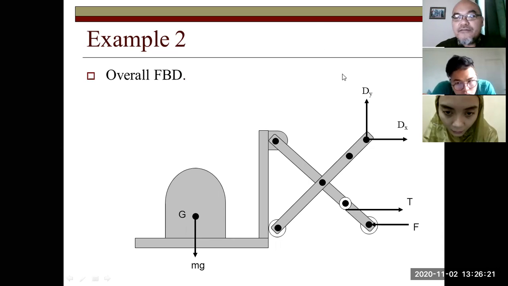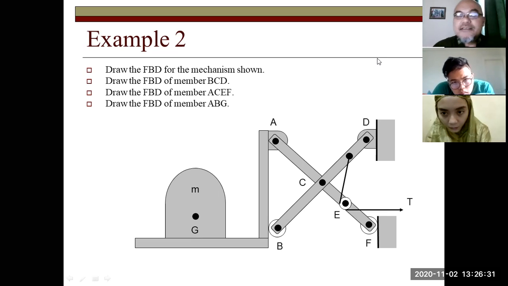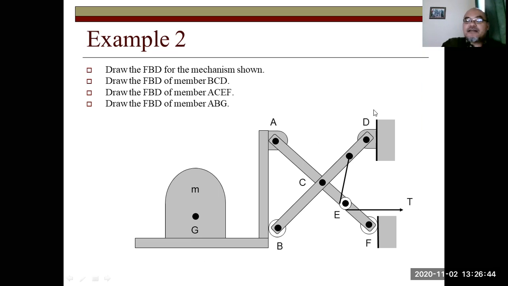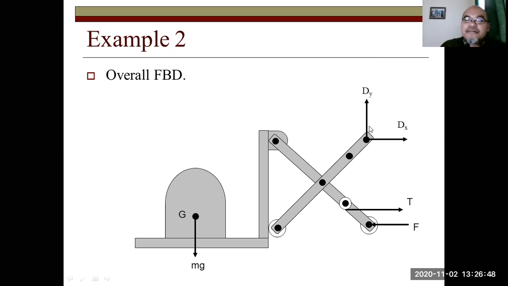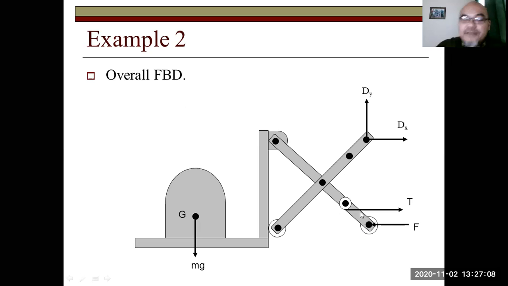The free body diagram of the overall structure will be, first, the mass at the center of gravity G, pointing downward. Then at point D, since it is pinned to the wall, it cannot move horizontally, left and right. It cannot move vertically, up and down either. So there are two reaction forces at D, Dx and Dy. At F, since it can roll vertically up and down, there are no reaction forces in the vertical direction, but it cannot move horizontally towards the wall, right? There is a reaction force from the wall. Here we draw it F pointing leftward.